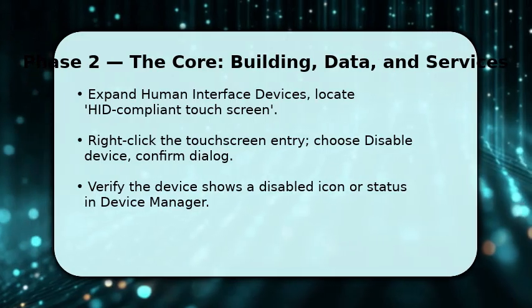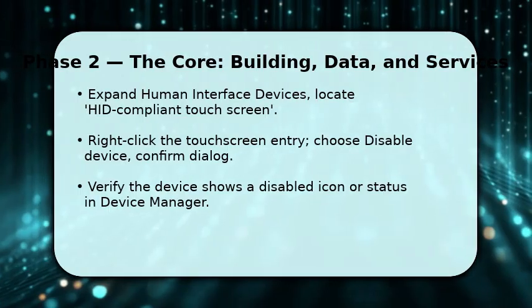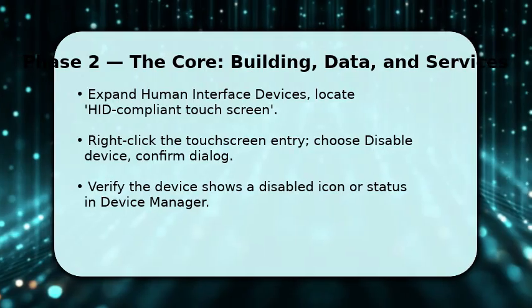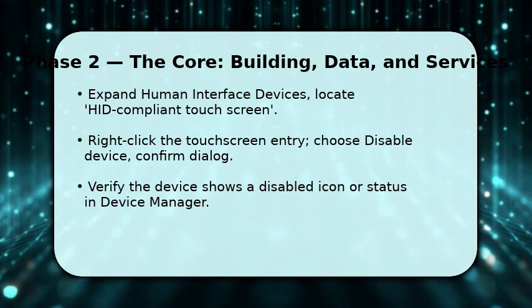Once disabled, the entry will show a down arrow or status change. This means touch input is off. Make sure you don't disable unrelated HID items, only the touchscreen entry, so keyboards and mouse remain functional for control.